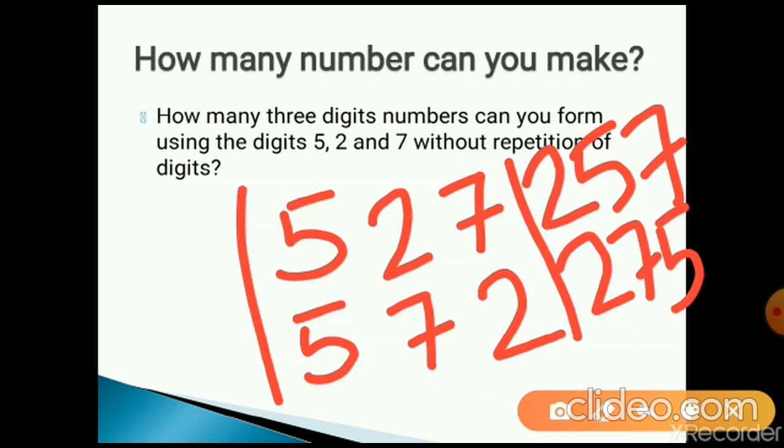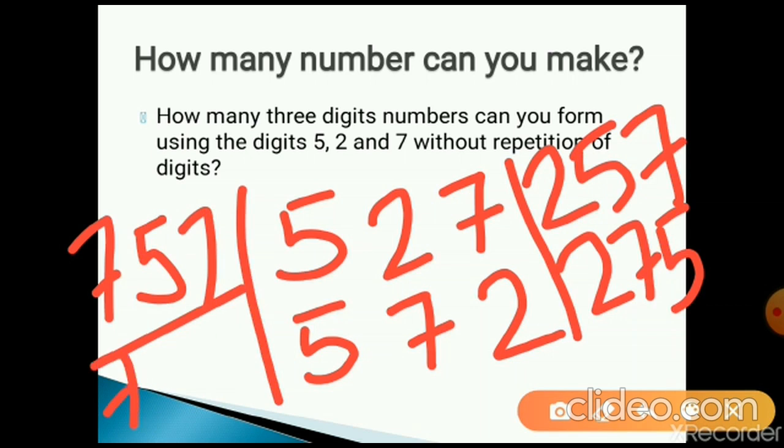Now we will write our third digit, that is 7, at first place. We will write 5 at second place and we will write 2 at third place. Now again we will write 7 at first place. We will write 2 at second place and we will write 5 at last place. Now we have formed all the numbers by using these digits.